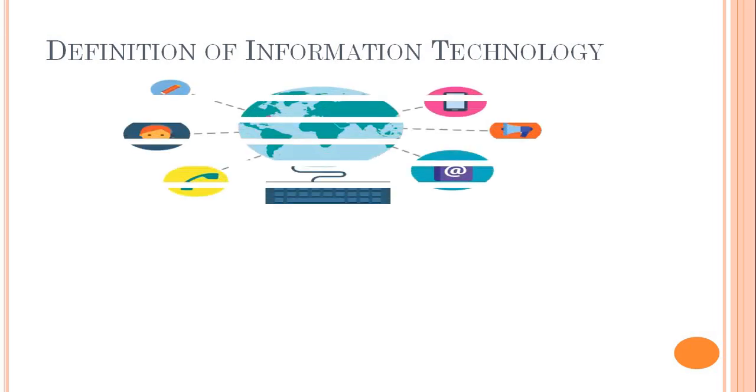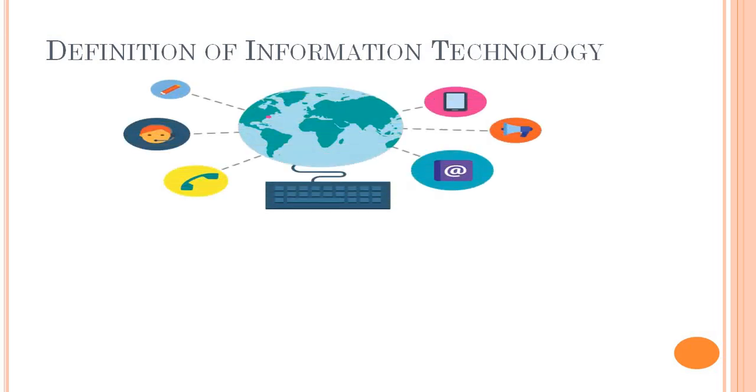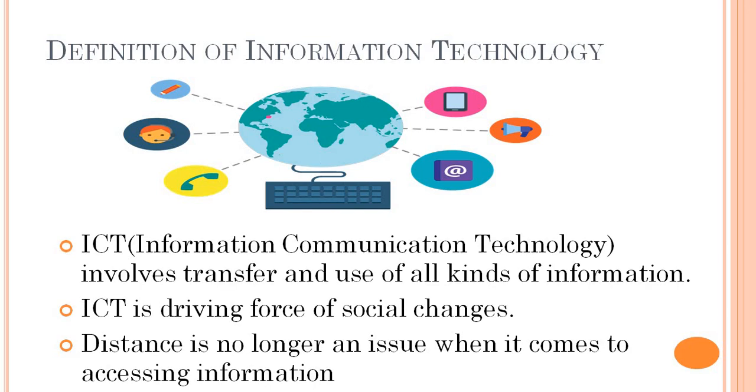Definition of ICT. Now, ICT is basically the transfer of your information. How the information is transferred, how it is going to be communicated from one person to another, and how we are going to use the communicated information. All this comes under ICT. So ICT, Information Communication Technology, involves transfer and use of all kinds of information. So different information, their transfer and their use comes under ICT.